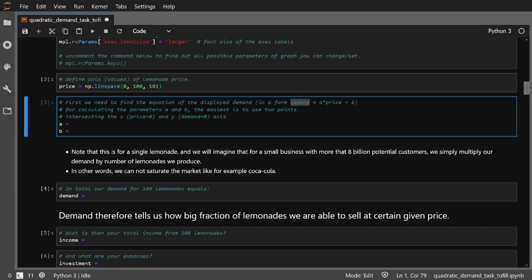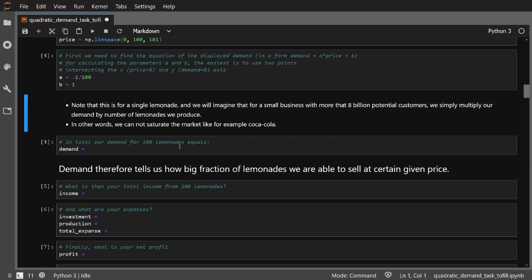So first, let's make price equal to 0. So that means the first term is equal to 0. At that price 0, demand was 1. So necessarily B needs to be equal to 1. Now, if demand is 0 and B is 1, then the first term needs to be equal to minus 1. Demand was 0 for price 100. So something times 100 equals minus 1. That means A equals minus 1 over 100.